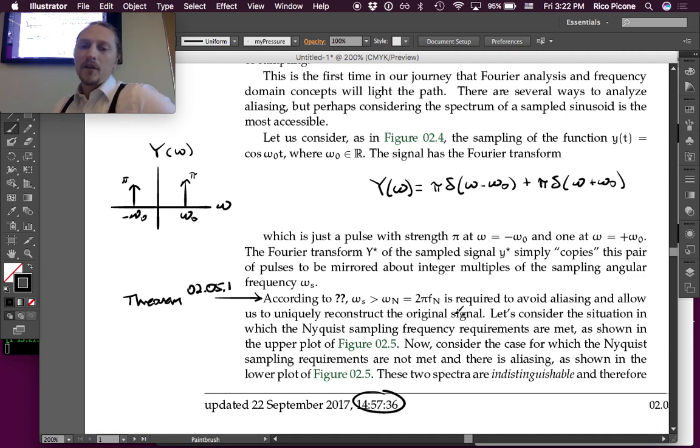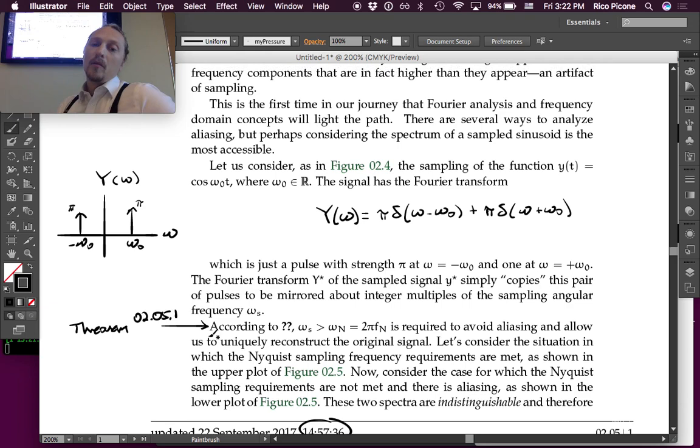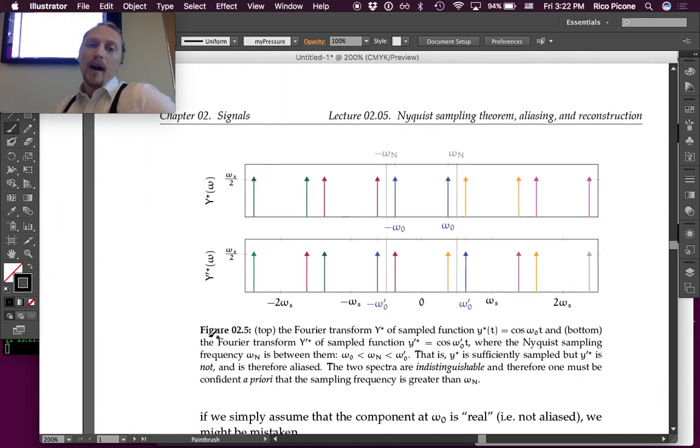Let's consider the situation in which the Nyquist sampling frequency requirements are met, as shown in the upper plot of figure 2.5. So that's this one right here. So we've got our Nyquist sampling frequency. We've got our sampling frequency here. So these are spaced out like that.